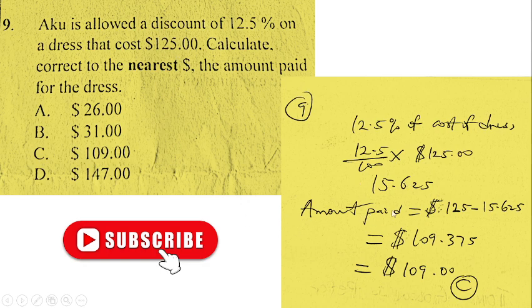So the amount the person will pay will be $125 minus $15.625, and if you subtract that, that will give us $109.375. And you have to take it to the nearest dollars, so that will give us $109, because this 3 here is not up to 5, so we round it down to 0 and add it to 9, and every other thing becomes 0. So that means you have $109 as the price of the dress, having been given 12.5% discount. And if you look at the options provided, option C is the correct option in question 9.